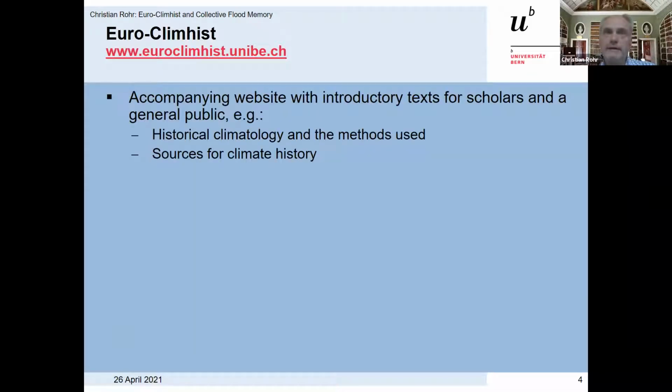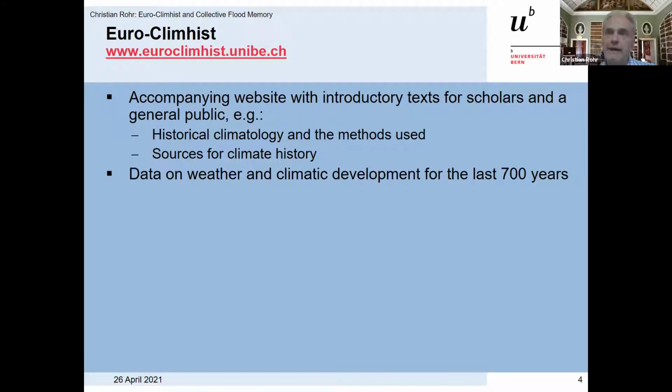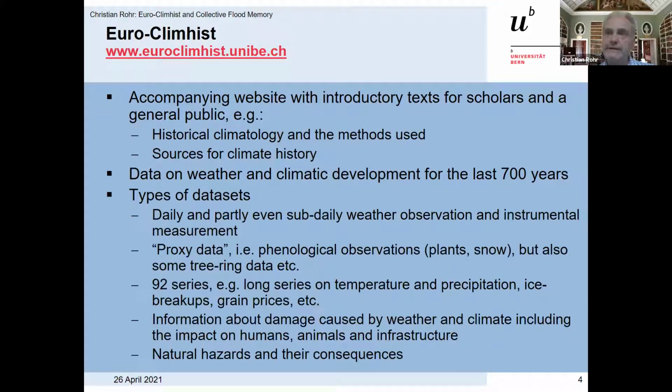We have an accompanying website with introductory texts, which are also designed to be used, for instance, in school projects and others. So it's on the sources, it's on the historical climatology in general, and so on. And then you can enter the data search area and can get information for the climatic development of the last 700 years.